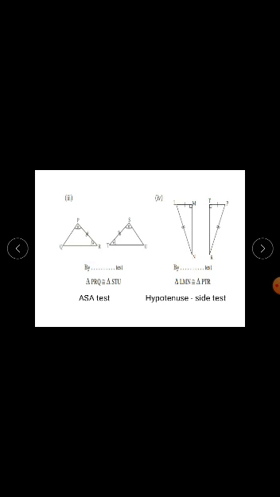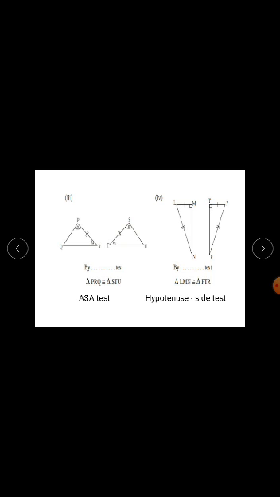So by the dash test, triangle PRQ is congruent to triangle STU. So by the ASA test. So these two triangles are congruent by the ASA test. So by the ASA test, triangle PRQ is congruent to triangle STU.